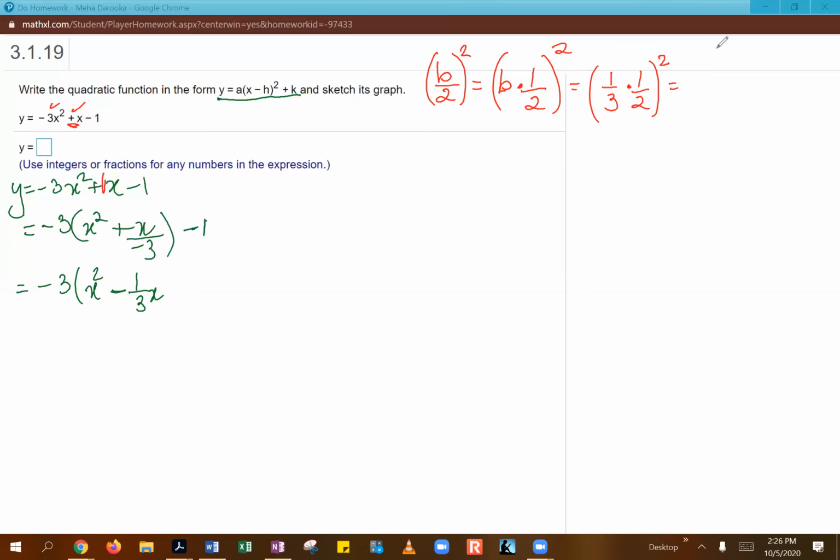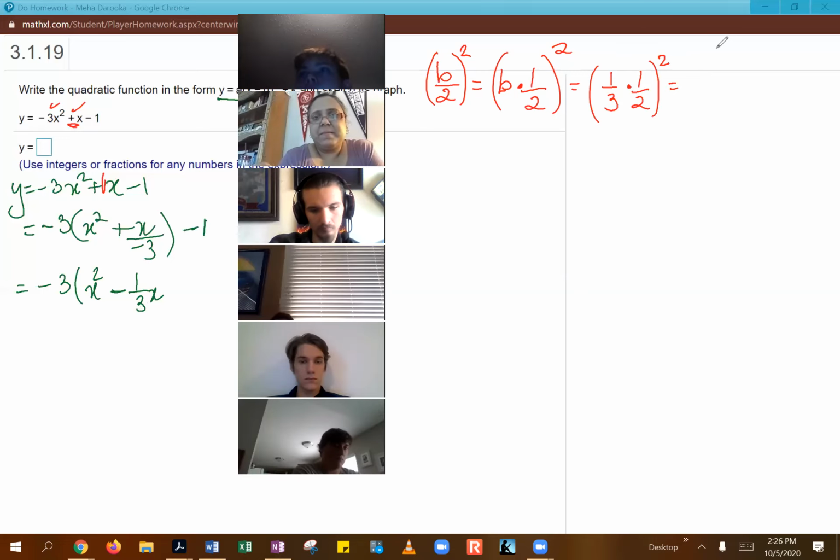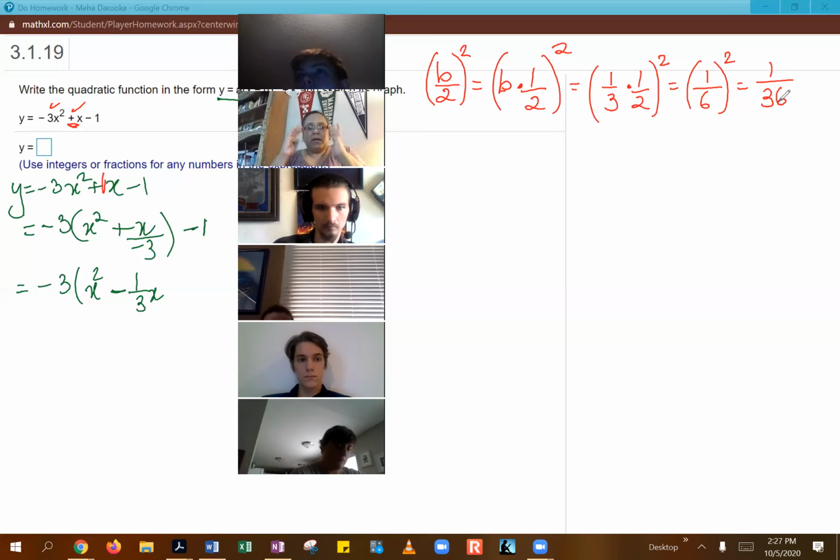So what do you think that answer will come out to be? Yeah, very nice, because when we multiply on the inside of the parentheses, 1 times 1 will give us 1, 3 times 2 will give us 6. And when you take the square, as Abdul Aziz had in the chat, you will end up with 1/36. So 1/36 is what we need to complete our square inside the parentheses part.